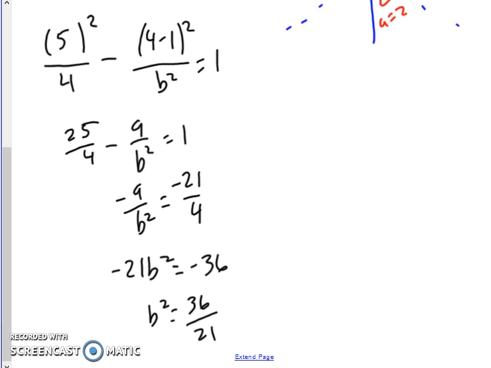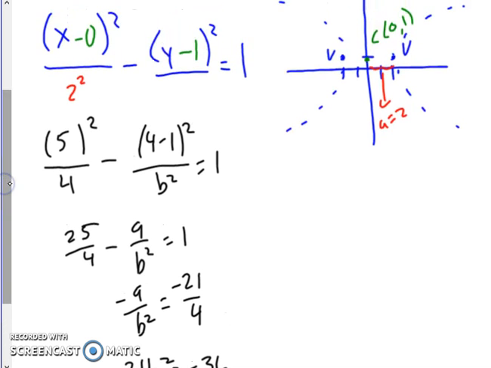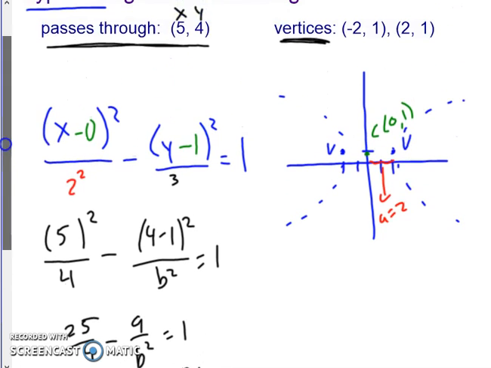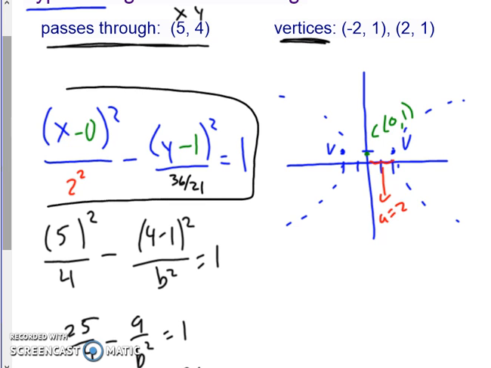So we'll substitute into our original equation here, 36 over 21. And actually, taking a look at this, we should probably reduce 36 over 21. So let me go ahead and do that. I'm going to reduce that by 3 on each of those. So 36 over 21 would actually be 12 over 7.